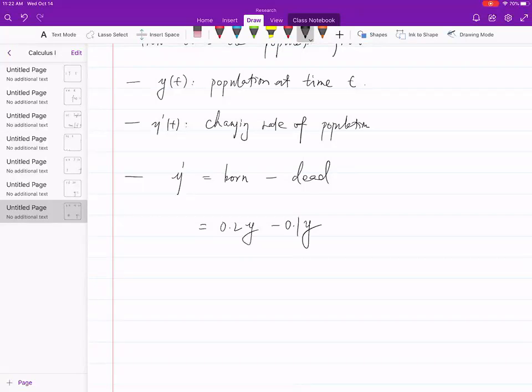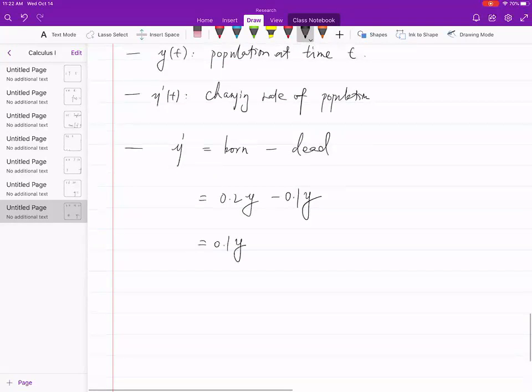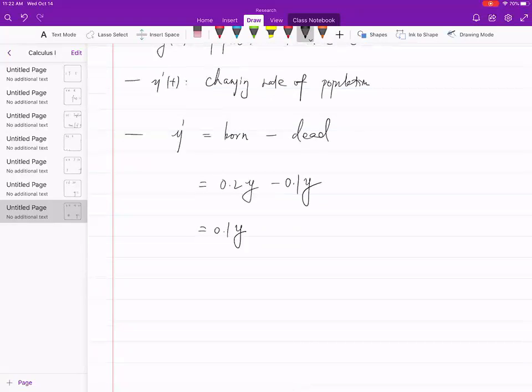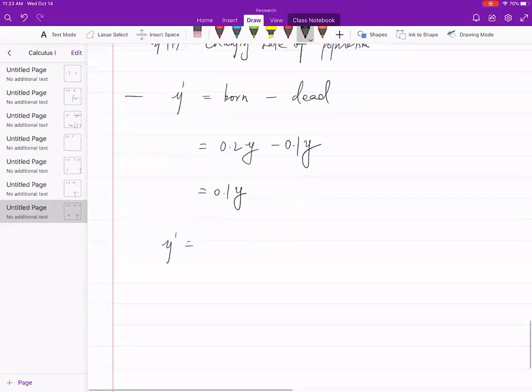Similarly, the death rate times my current population gives you 0.1 y. That's not a difficult thing. So we have something like this. The changing rate of the current population equals the people who are born right now minus the people who are dying right now. Plus, the people who are born and die right now is proportional to my current population. A bigger population, more people die, more people being born, a bigger growth rate. Sounds good? All right. That's the equation.